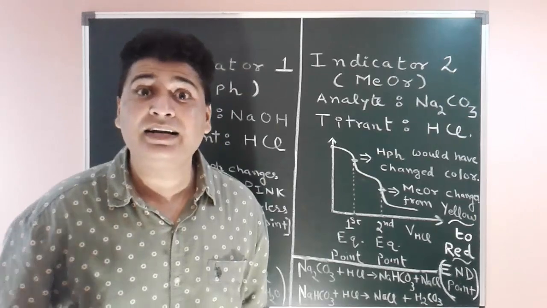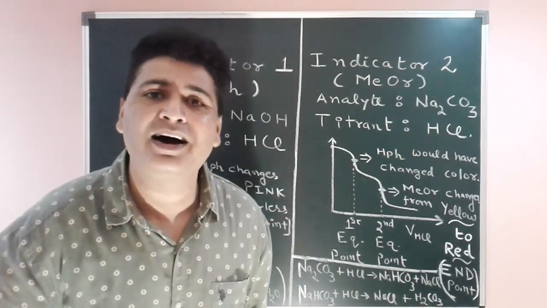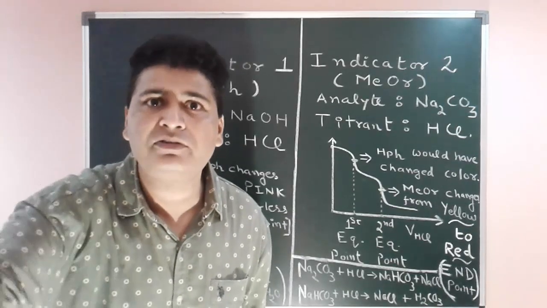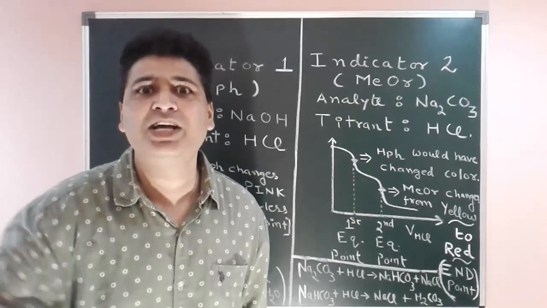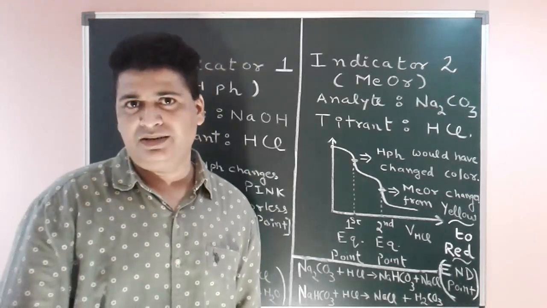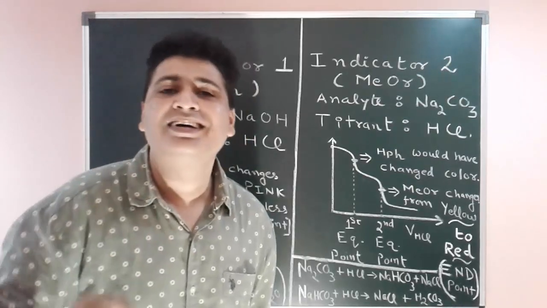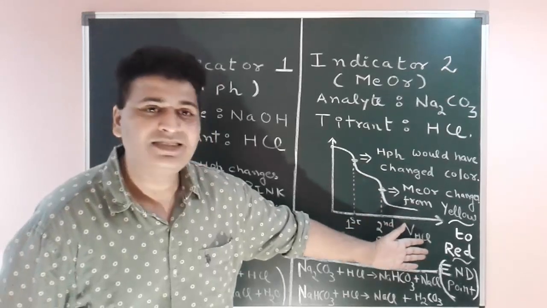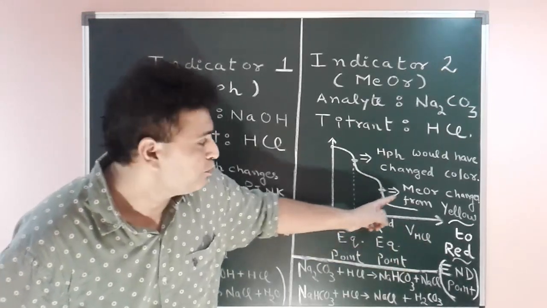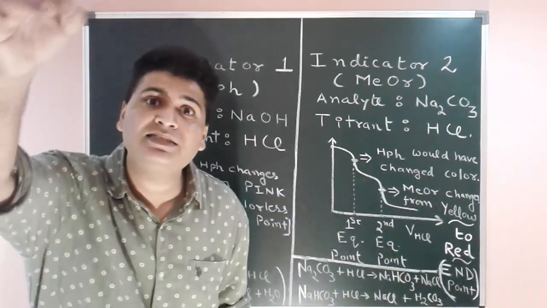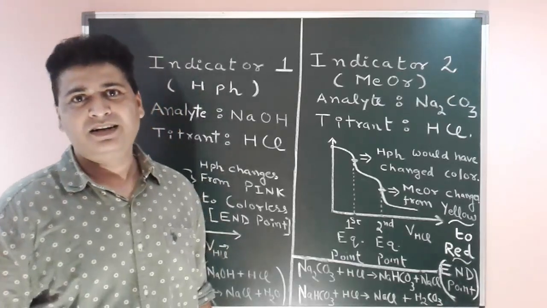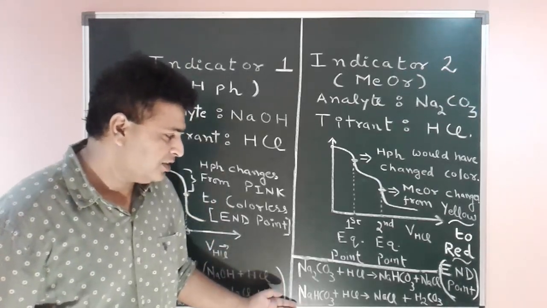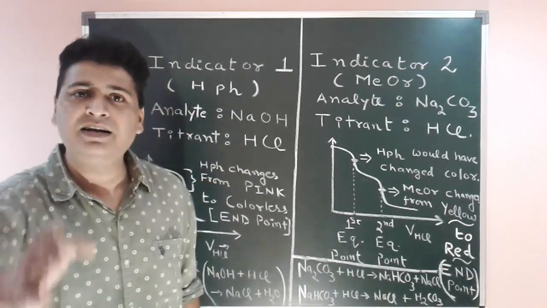When will my turn come? And its turn comes when the second equivalence point arrives. During that sharp fluctuation, the pH of the solution changes, which is conducive for the methyl orange to change its color. And the moment the color of the solution changes from yellow to red, we understand that the equivalence point has been reached. This is the symptom that the second reaction is also over, and this is the reaction: sodium bicarbonate reacts with HCl to form NaCl and carbonic acid.